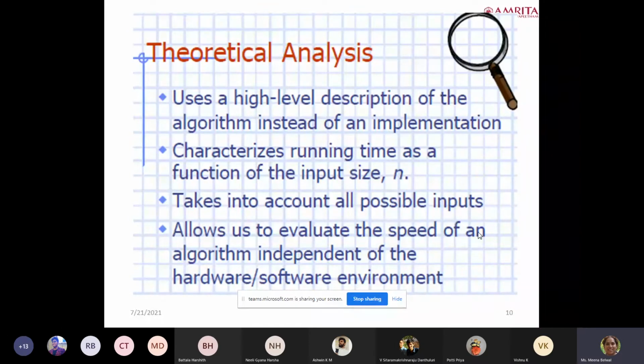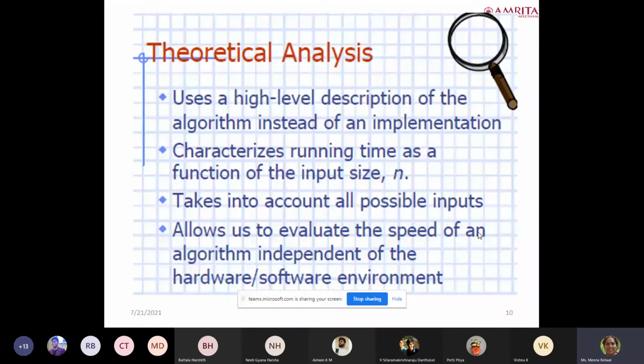When you theoretically analyze an algorithm, you do not bother about how the algorithm will be implemented. You do not bother in which programming language this algorithm will be implemented, or what the hardware will be on which this algorithm will run, whether it is parallel hardware or a single core CPU. You do not bother about all that. That is the advantage of analyzing any algorithm theoretically.